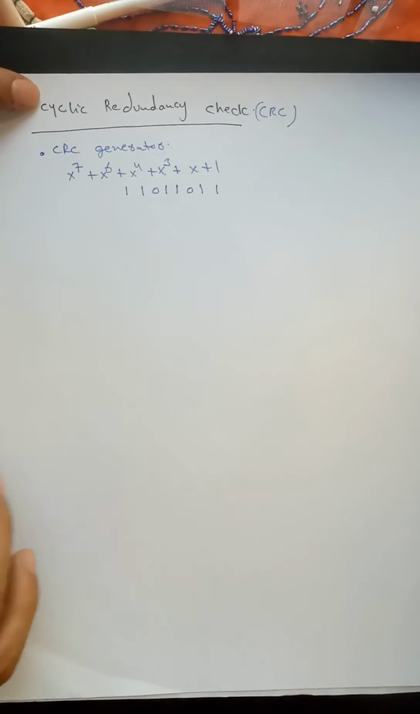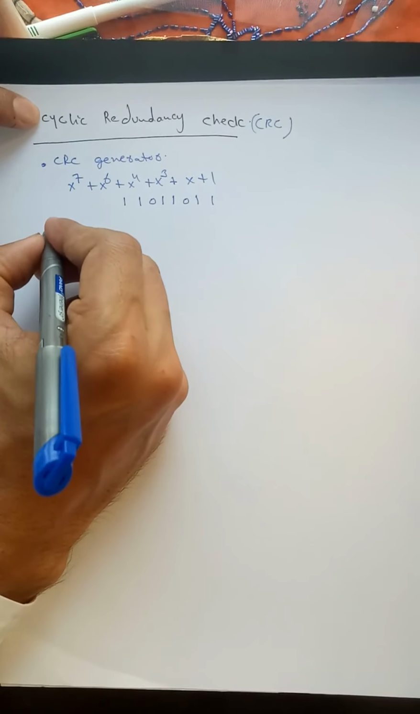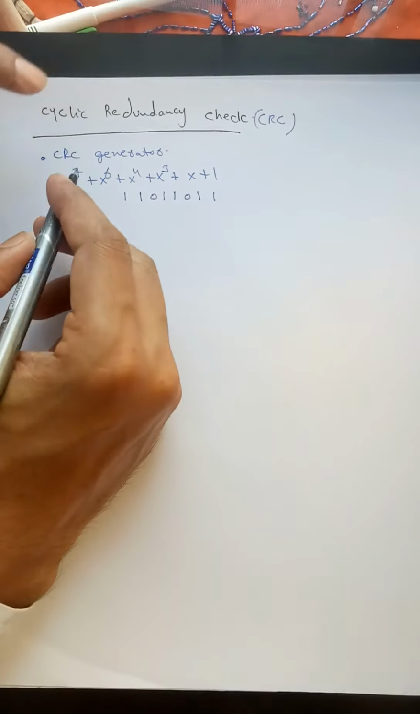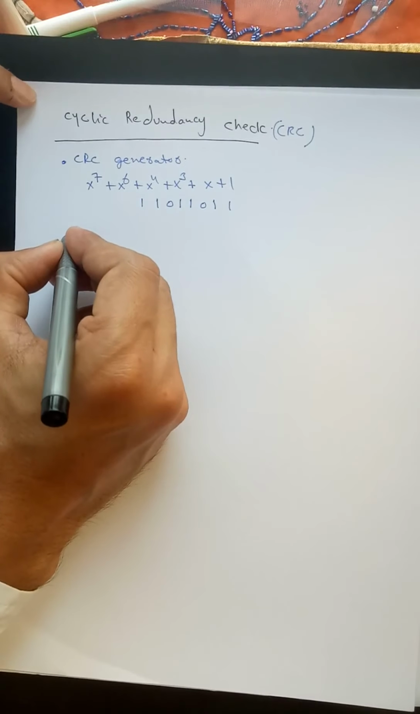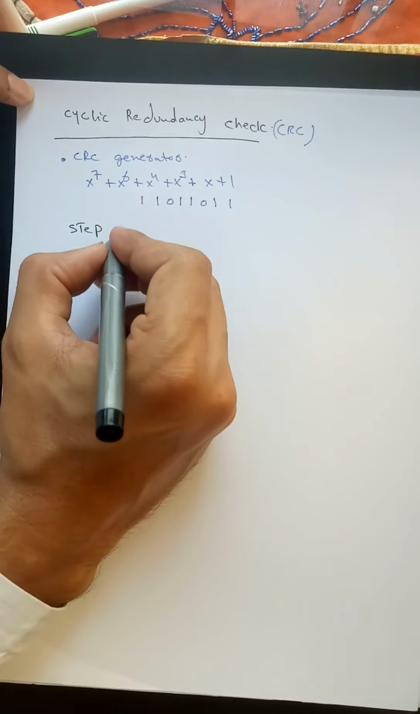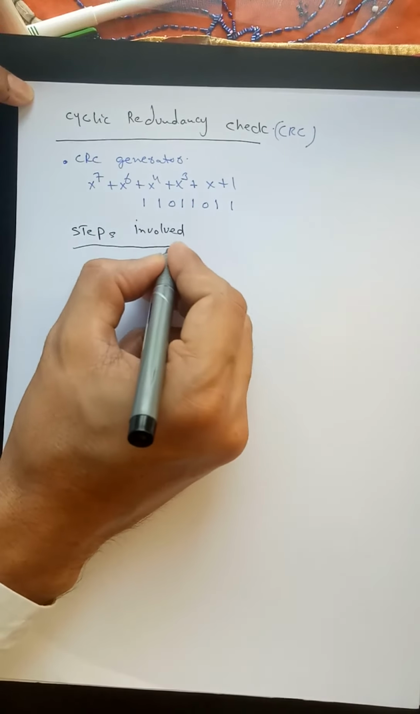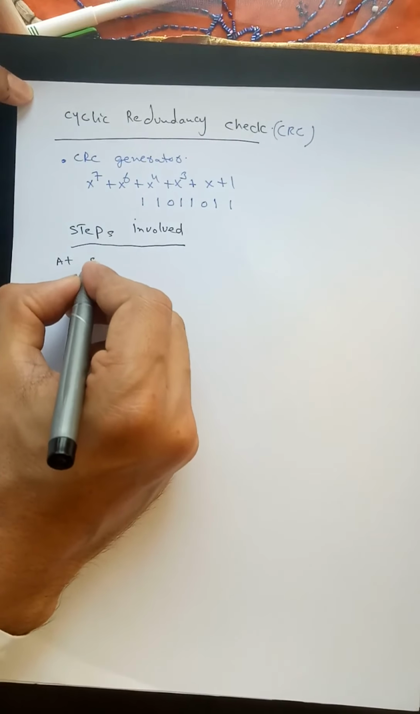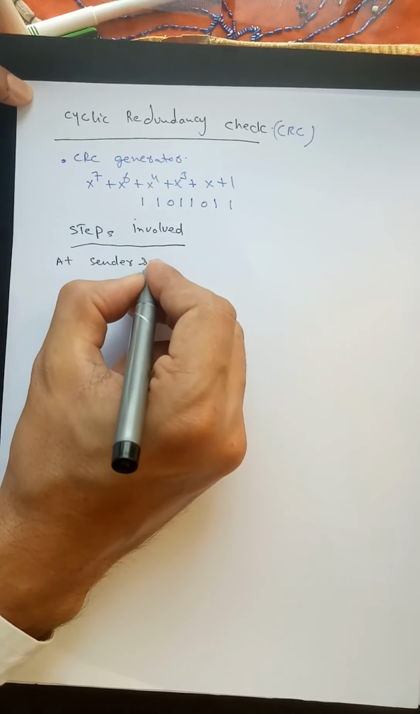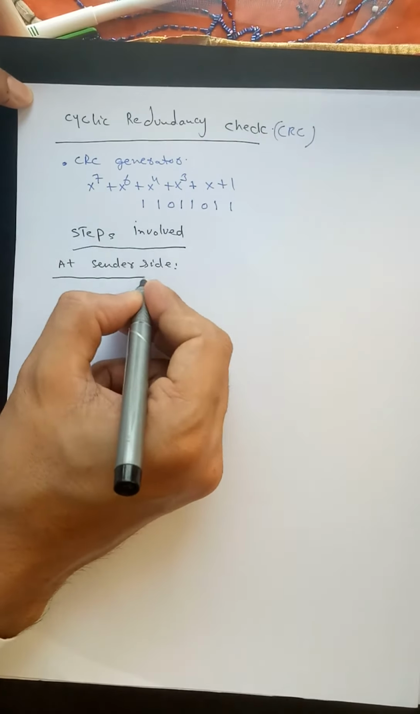What are the steps involved? Here are the steps involved for calculating CRC. First, at the sender side. So how can we calculate CRC at the sender side?